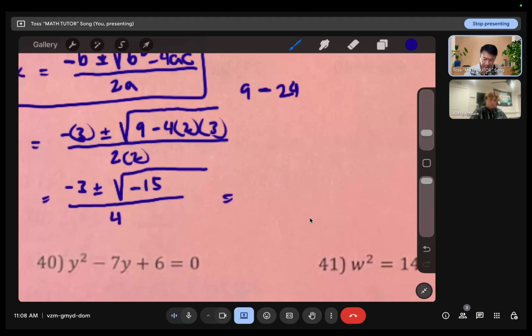So we're pretty much done. I'm glad we picked this one as the quadratic formula. So this here, just pull out an i. So it'll be an i root 15.